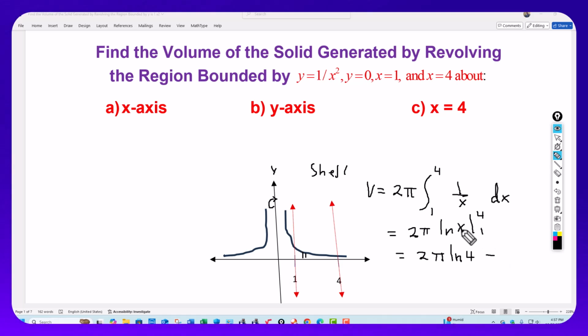Put a 1 there. ln of 1 is 0, times 2 pi, that's still going to be 0. So the answer comes out to the volume of this solid of revolution is 2 pi ln of 4. Now we can just remove this. Like I said, if it calls for an approximation, you can use your calculator. But that's the answer for that one.